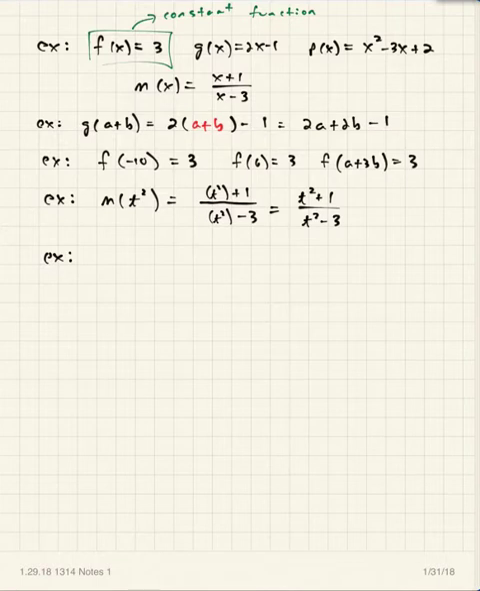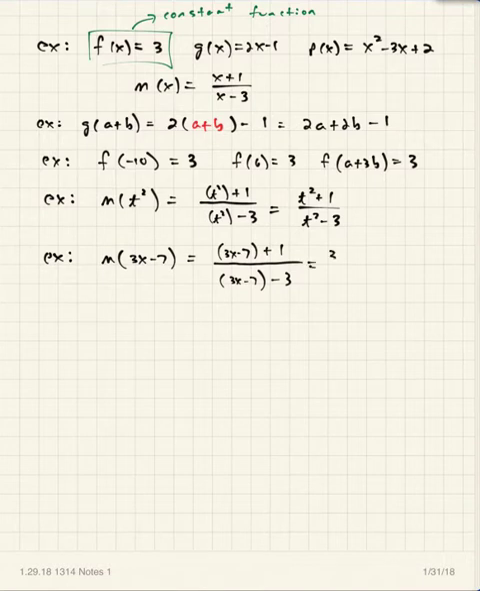All right, the next one I want to look at, let's look at m of 3x minus 7. So I go to my function m again. And every place I have an x, I'm going to put parentheses, like that. And I place in 3x minus 7 every place I see an x. Now, this is one where you could do some arithmetic. You've got 3x minus 7 plus 1 over 3x minus 7 minus 3. And so you've got 3x minus 6 over 3x minus 10.